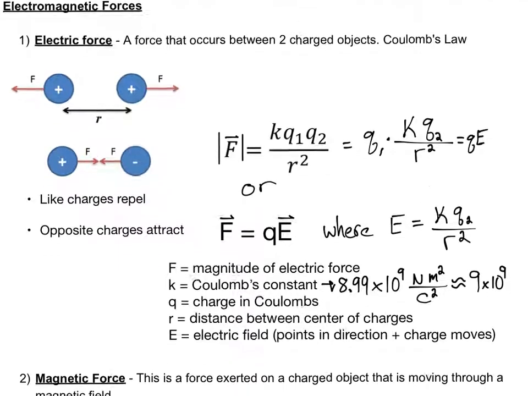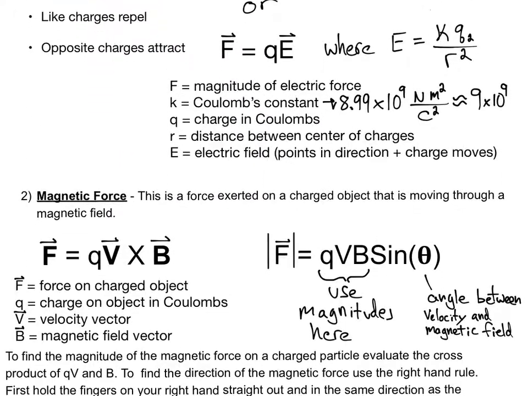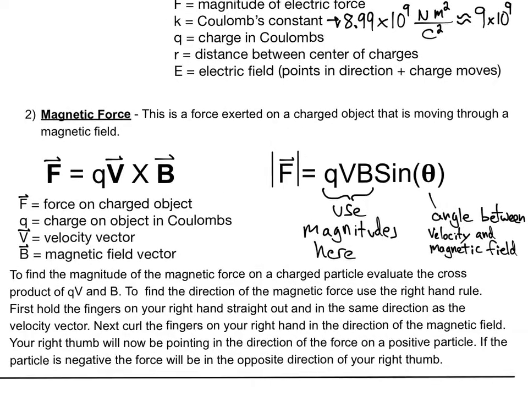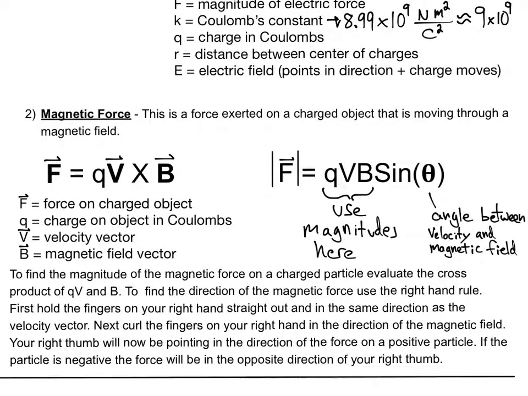Next up, we've got the magnetic force. Magnetic forces are exerted on charged objects that move through a magnetic field, and they have to be moving through the magnetic field in a certain way. If they're moving parallel to the field, either in the direction of the field or opposite the direction of the field, downfield or upfield, no force will be exerted on it. They have to be at some angle to the field.